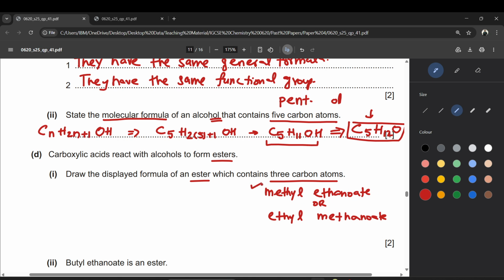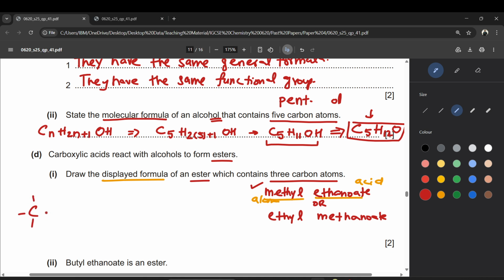So I'll start with this one. Methyl ethanoate means, in the name of an ester, the first part is the alcohol and the last part is the acid. So methyl tells you the alcohol being used is methanol, and ethanoate tells you that the acid is ethanoic acid. But when we draw the structure, the acid comes first, the alcohol comes second. So I'm going to start with ethanoic acid.